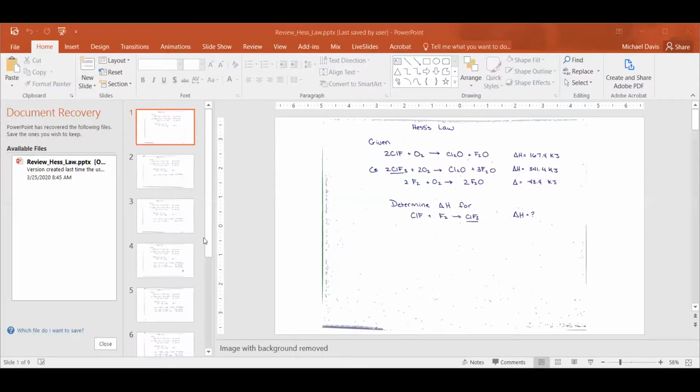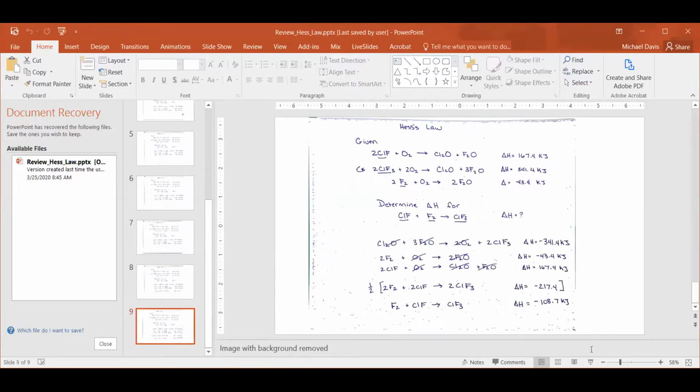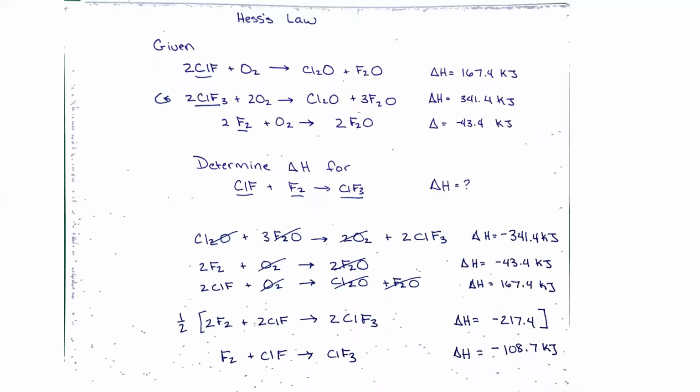So I share my screen. Hess's law. So when I take this reaction, I multiply it by 1/2. I use half the energy, which means 108.7 is what this comes out to be. So that's how I get from these three expressions to this expression and the energy value associated with this expression.